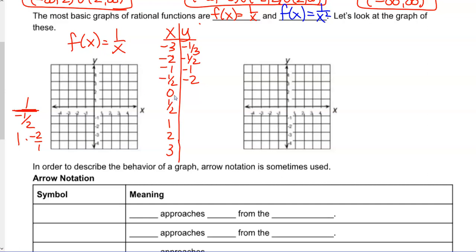Now, if I have 1 over 0, that can't happen. So that's going to be undefined. 1 over this 1/2. Again, what is the reciprocal of this? It would be +2. What's the reciprocal of that? +1. Reciprocal of 2 would be 1/2, and I get a 1/3. These are pretty obvious. When you plug them in, you get 1/2 and 1/3.